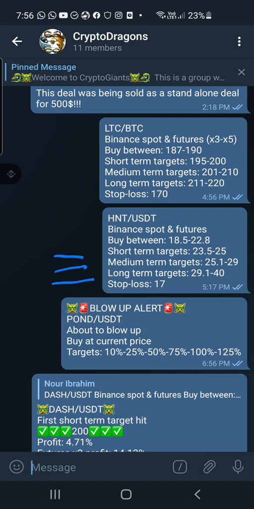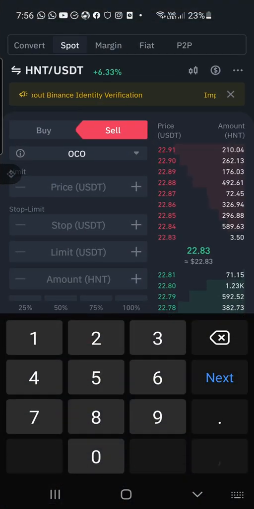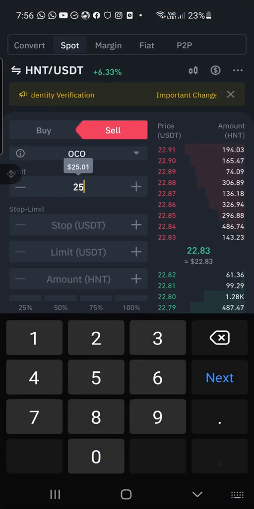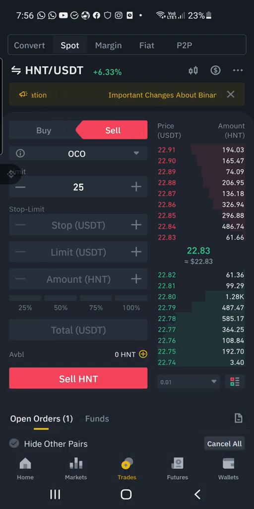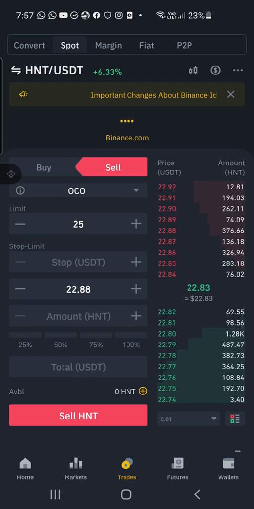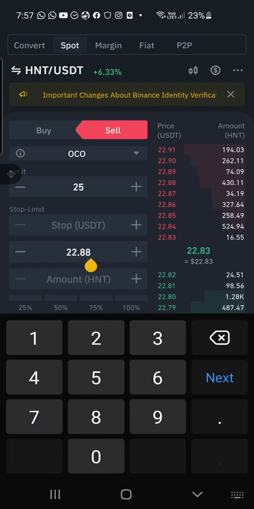So for example, let's say we picked to sell it for $25. This is our target. This is what we want to sell it for. So over here, for the price, we write 25, for $25. This is you telling the application to sell whatever HNT you have when the price of HNT reaches $25. You will list it already, and if someone wants to buy it for $25, they can go ahead and buy yours for $25.